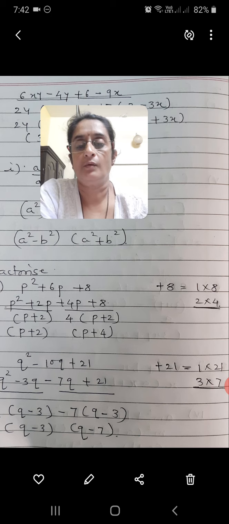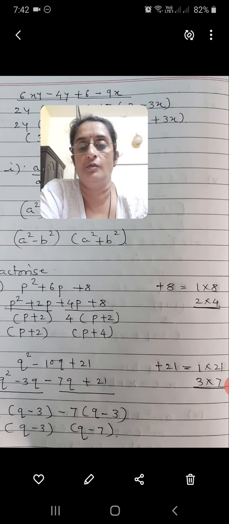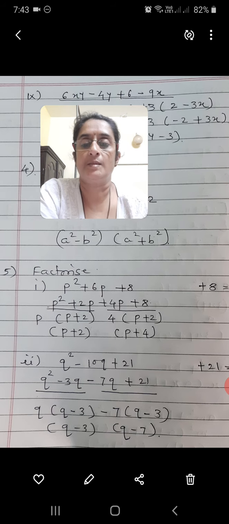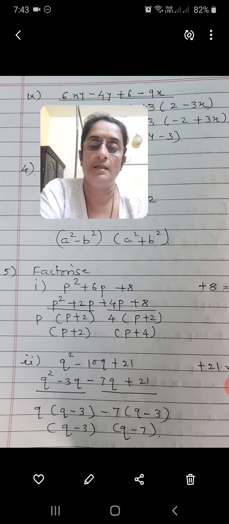So let us take the first one, 1 and 21. Neither the addition nor the subtraction gives you minus 10. Let us take 3 and 7. The addition of 3 and 7 gives us 10, but we want minus 10. So we have to put the negative sign on both the numbers. So 3 will be negative, 7 will be negative, because minus 3 and minus 7 gives us minus 10. So here I am splitting the middle term. First term is q square as it is, minus 10q I have split into minus 3q minus 7q, plus 21 as it is.